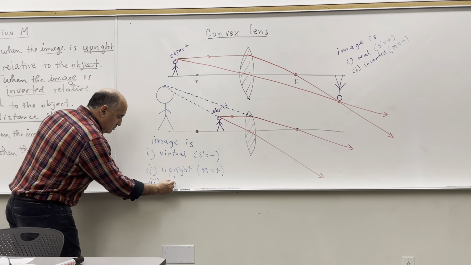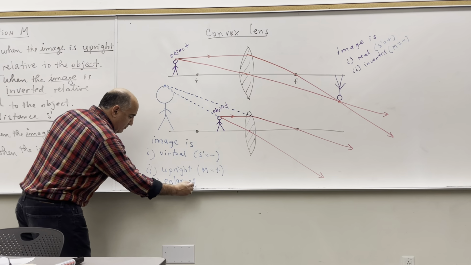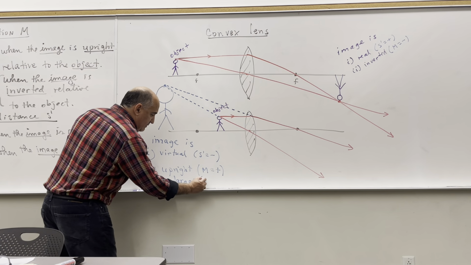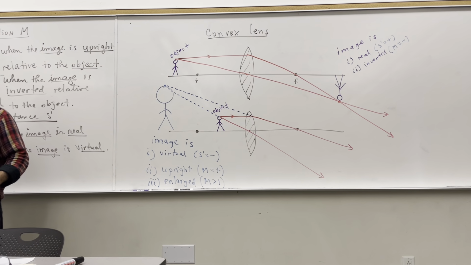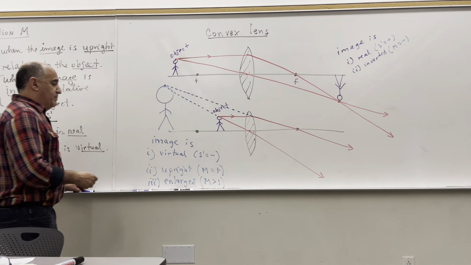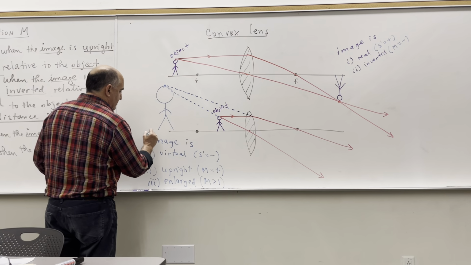So it is enlarged. So we can combine 2 and 3 over here and say that the magnification is more than 1. Right? Because if it's enlarged, the height of the image is greater than the height of the object. And it's upright, so it's going to be positive. So it's going to be some number greater than 1.